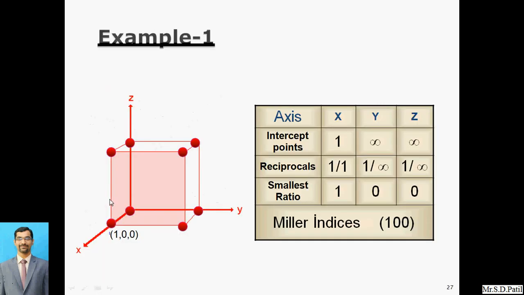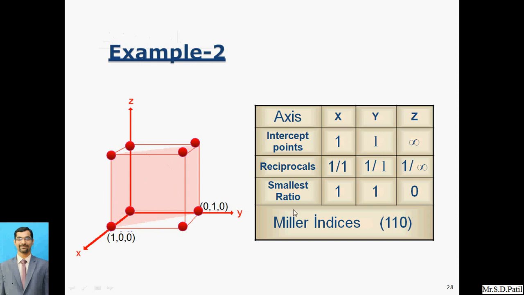Then the example for the interceptions is given. The intercept points have again been explained. The Miller indices for this particular structure are 100, and here you can see this structure in pink color. That is the intersection with the x-axis only. When the Miller index is 110, it is 1 0 0 and 0 1 0, and this will be the plane for the Miller indices 110.